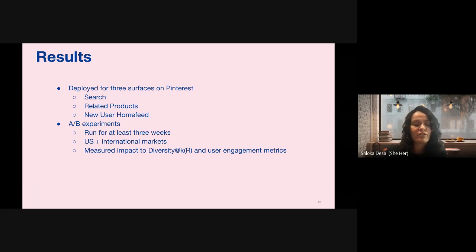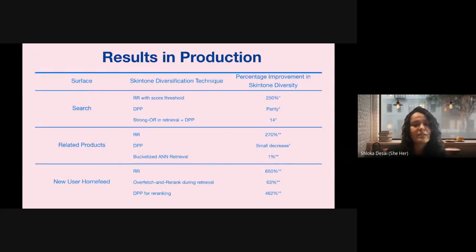All results in this section are from A/B experiments run for at least 3 weeks in US and international markets. We measure impact to diversity at K and user engagement metrics. This table shows impact to skin tone diversity at K for each of the 3 surfaces using different diversification approaches. A single asterisk indicates positive impact to engagement, and a double asterisk indicates neutral impact.